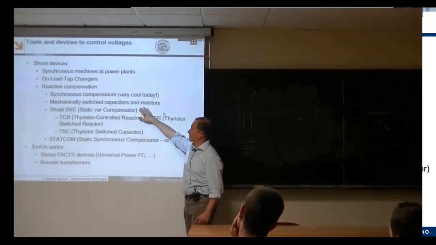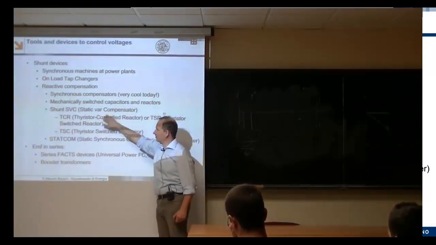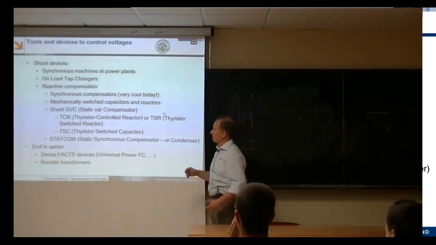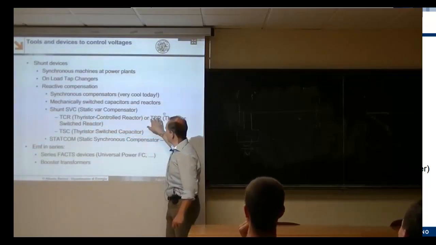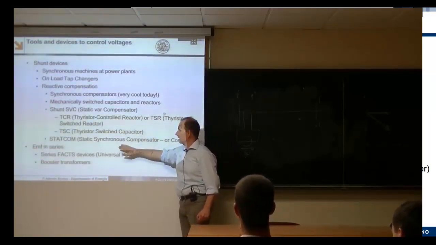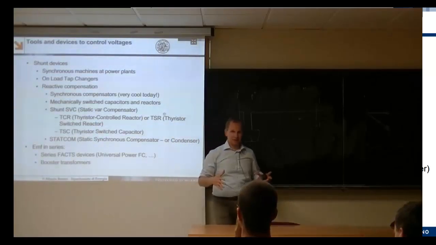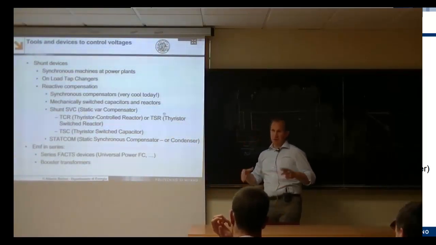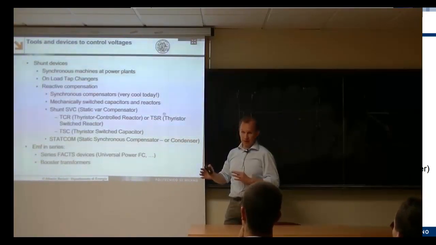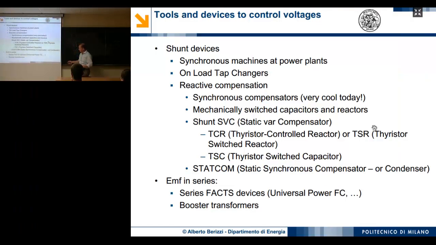Then we have mechanically switched capacitors and reactors, and this is just what I depicted here before. Then we have some devices coming from the power electronics. SVC, the general set of static VAR compensators that include these different types of devices. I will show you a quick view later. And this one is the big family of FACTS, flexible AC transmission systems, that are devices based on power electronics, able to control both the reactive power and voltages, and in some cases also the real power flows, and also booster transformers.